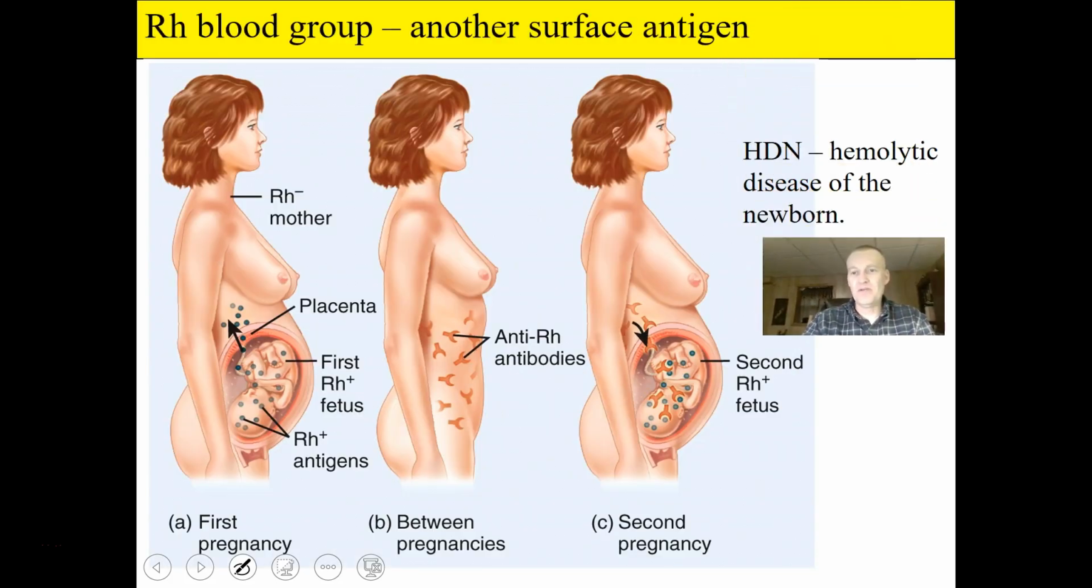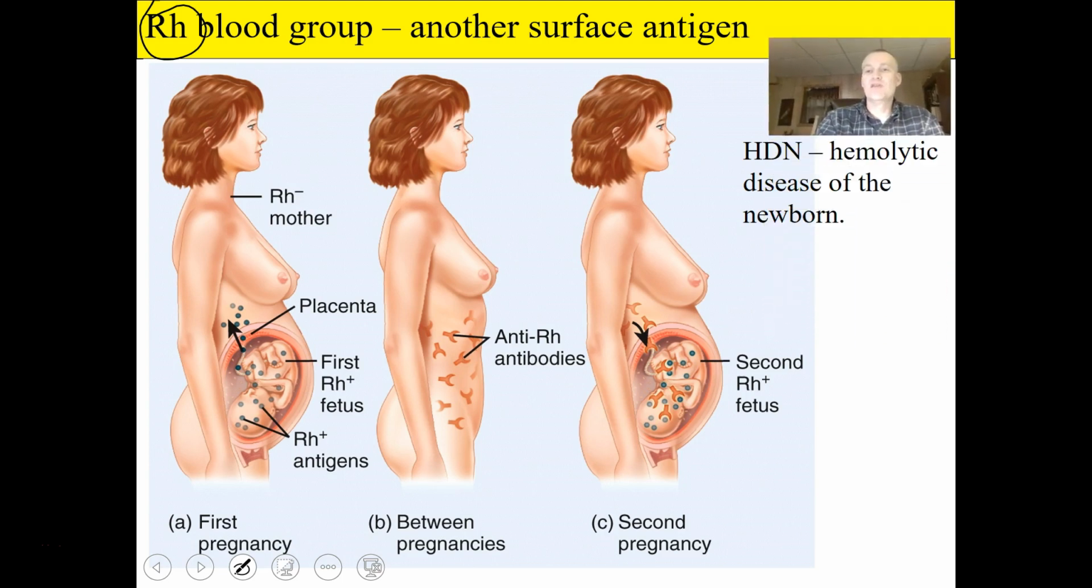One small problem that we have, unfortunately, is there are 50 different kinds of blood surface antigens. One of them that's medically significant is the Rh blood group. So you may have heard people say I'm A positive or A negative. That negative or positive is the status of the Rh blood group. It's also known as the D blood group.